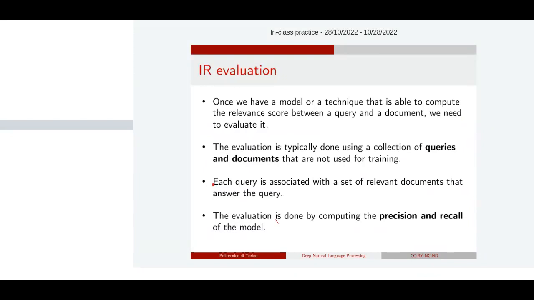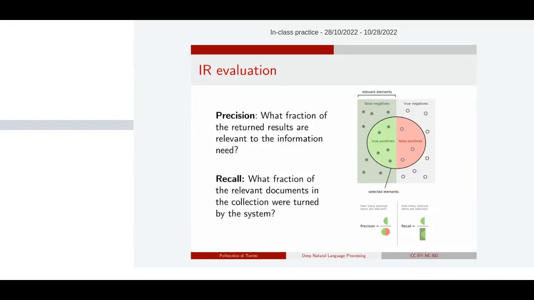So for each query, we have a set of relevant documents that answer the query. We have a data collection that we can index, and we can create the index for our model, for our corpus. We have the model, and then we have a set of queries and documents that answer each query. So we can use this information to compute metrics such as precision and recall, to evaluate our model and say, okay, this model has this score for precision and this score for recall. How can we define this precision and this recall?